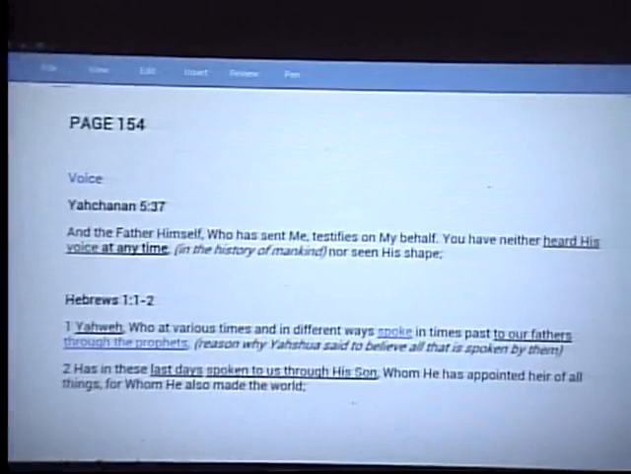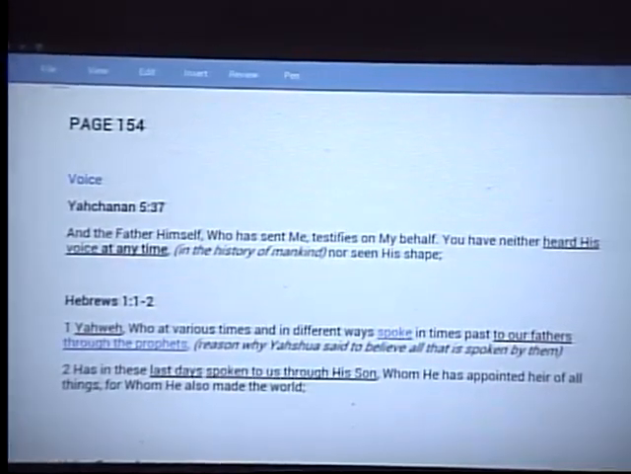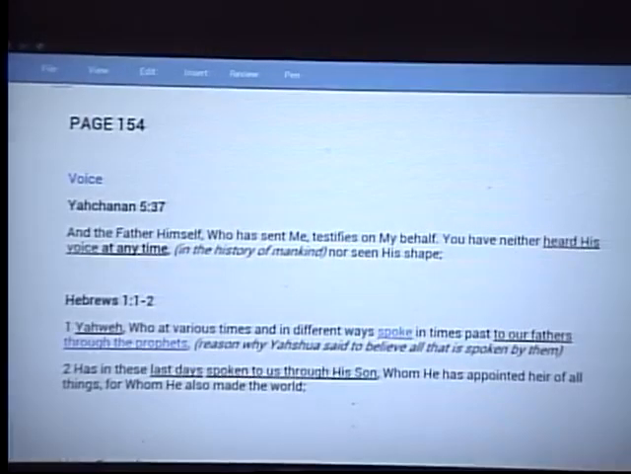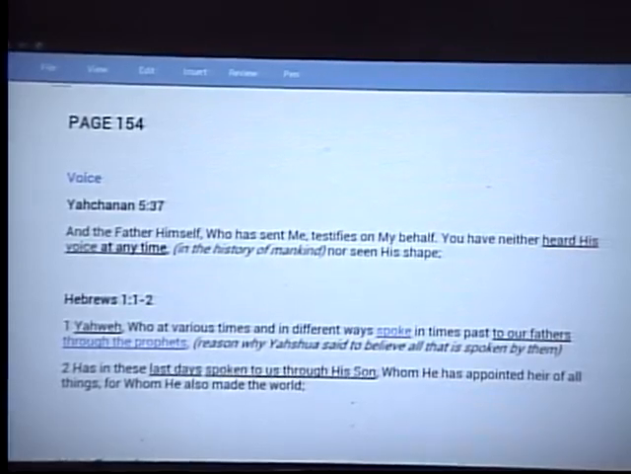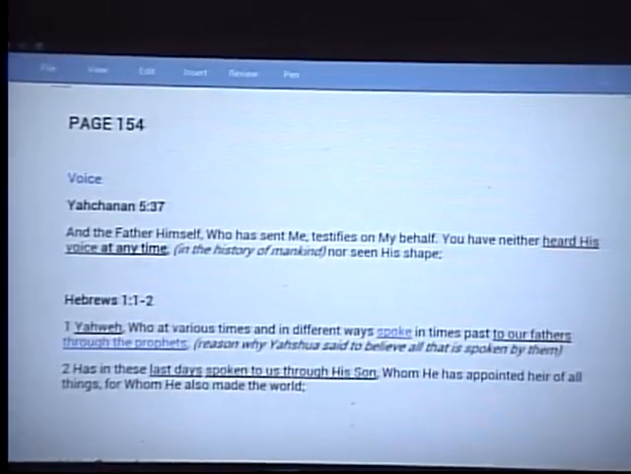So in Hebrews chapter 1, verses 1 and 2, now remember, no one's ever heard his voice. No one's ever heard Yahweh's voice itself. But in Hebrews it says, Yahweh, who at various times and in different ways spoke. Well, I thought no one ever heard his voice. He spoke in times past to our fathers, notice, through the prophets. That's the reason why Yeshua said to believe all that's spoken by them. Okay? Because Yeshua knew what he was saying. So Yahweh spoke in times past through the prophets. In verse 2, he says, he has in these last days now spoken to us.